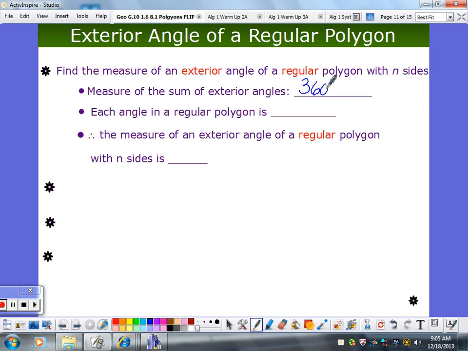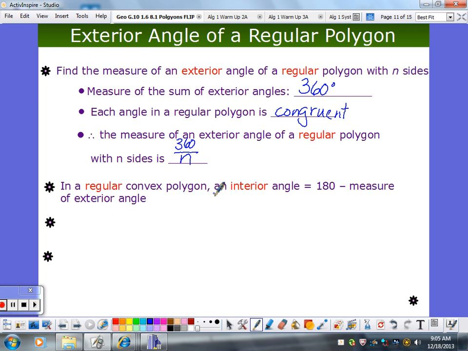The exterior angles always add up to 360. And each angle in a regular polygon is still congruent. So if I have a regular polygon and I want to know one exterior angle, how do I find it? You take the 360 and divide by how many angles you have, or how many sides. So this one's a little bit simpler. Slightly simpler. Maybe a lot simpler.